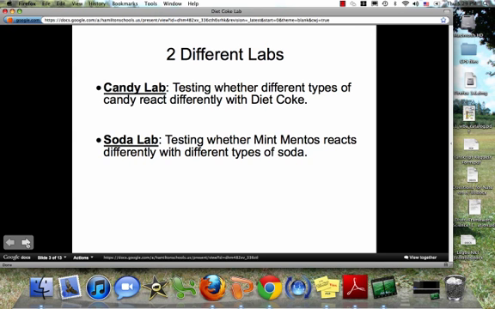The soda lab is testing whether Mint Mentos reacts differently with different types of soda. So Mint Mentos is not changing. It is the Mint Mentos that is now the control for this lab. The different types of soda we're testing are Diet Coke, regular Coke, and Sprite.